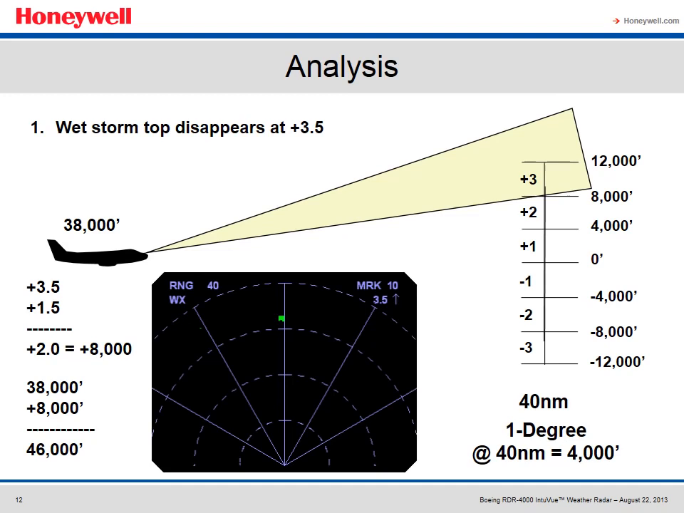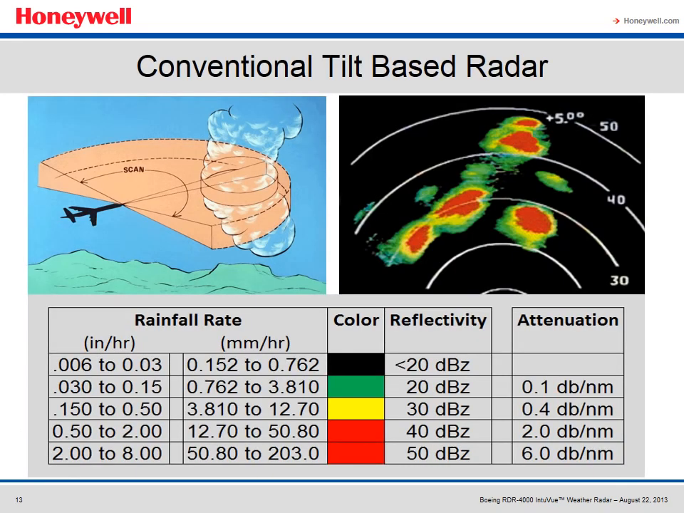For cases where the cell is much higher or lower than the aircraft, it isn't an issue. The in-between cases are much more difficult to evaluate. Before moving on to the RDR4000, a discussion about reflectivity, which is what a radar measures, is in order. Radar does not directly measure rainfall rate. It measures how much of the transmitted energy is reflected back to the radar.